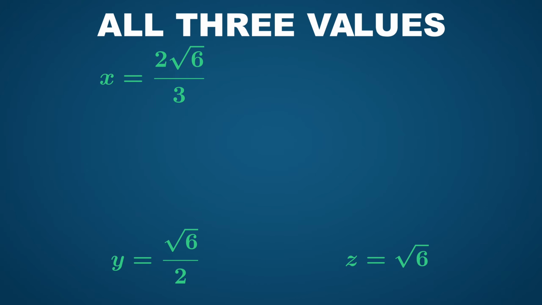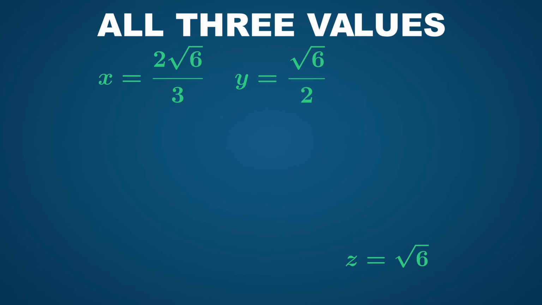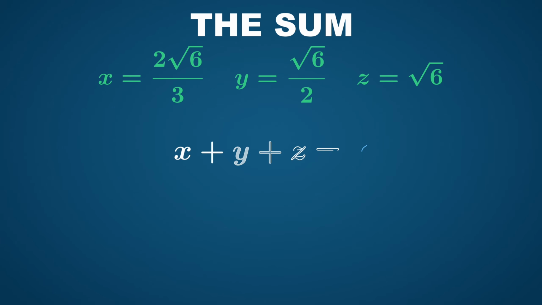For the positive case, the variable x is 2 root 6 over 3. The corresponding value we just calculated for y is root 6 over 2. The value we subsequently calculated for z is simply the square root of 6. The original problem asks us to find the total sum of x, y, and z.